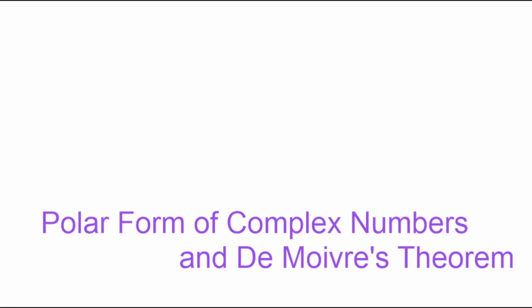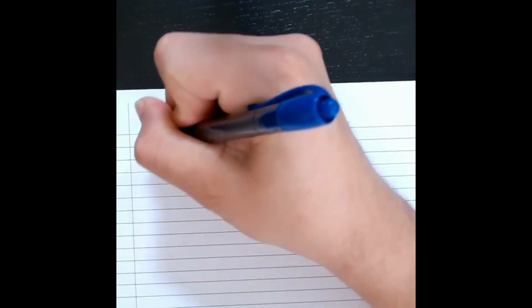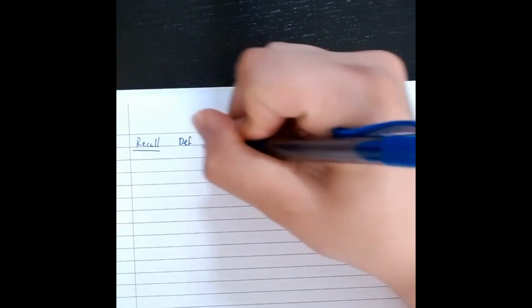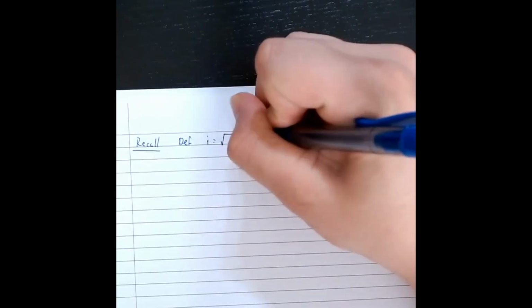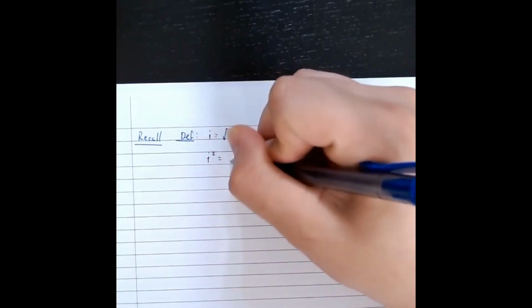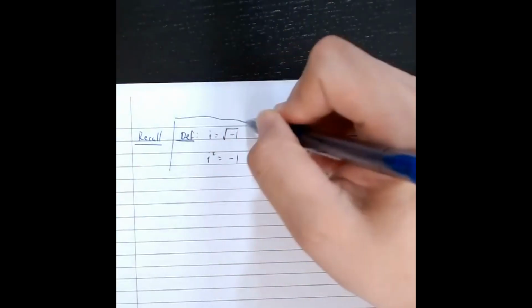In this section, we're going to take a look at the polar form of complex numbers, as well as de Moivre's theorem. Go ahead and recall from college algebra that we define the imaginary unit as the square root of -1. Alternatively, you can write i squared is equal to -1. Either of these is an acceptable definition for the imaginary unit.